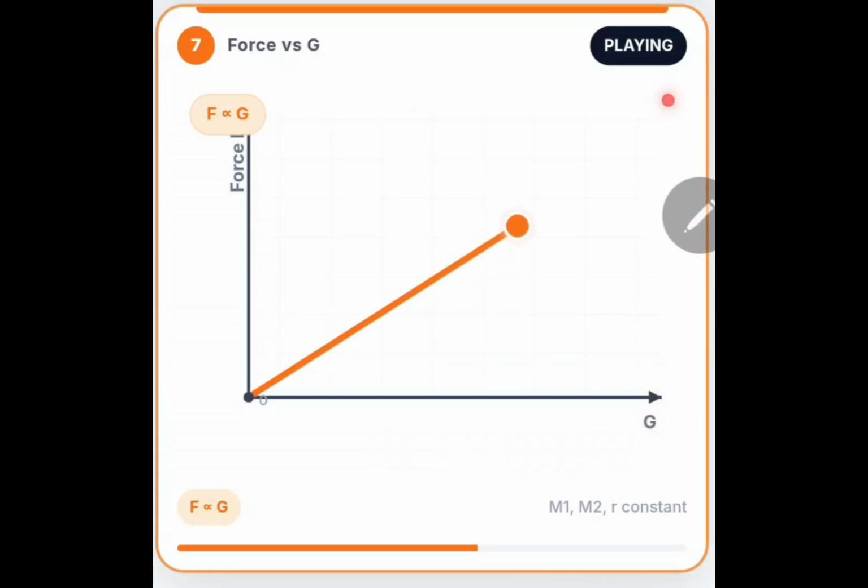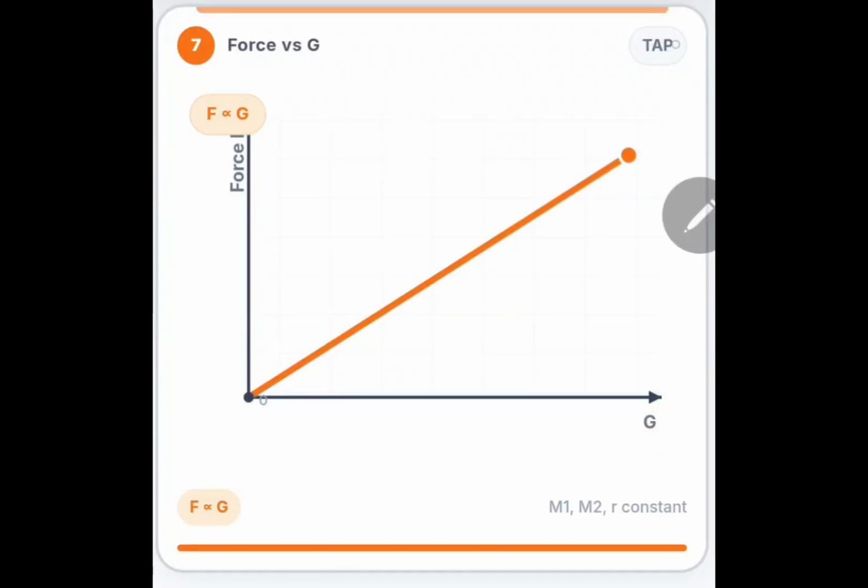Graph 7. Force versus universal gravitational constant G. Since force is directly proportional to G, increasing the value of G increases the gravitational force linearly. Therefore, this graph is also a straight line through the origin.